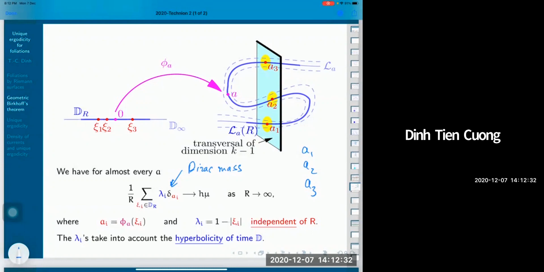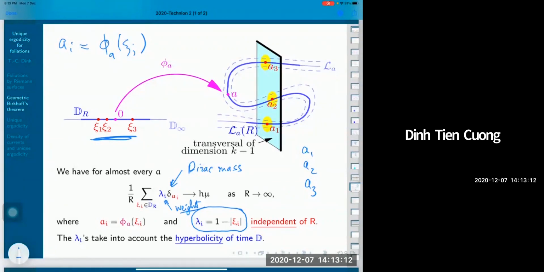But here we have to average them in another way. You have to put some weight here, the weight that I'm talking about. Basically you can take lambda i equal to 1 minus... So for example, the point A_i is equal to the image of c_i, like here. Then lambda i is equal to 1 minus the modulus of c_i. And this is the same for every R.